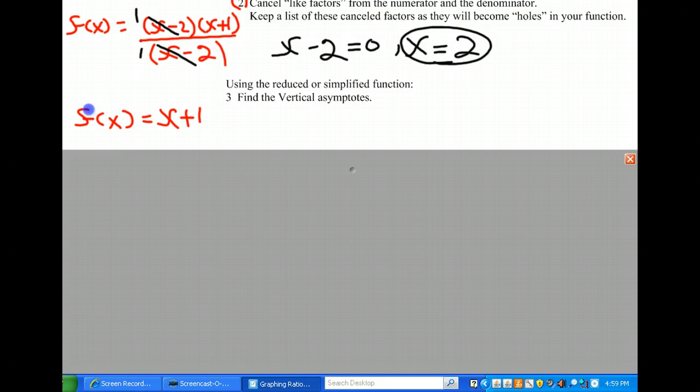Our very next step is to find the vertical asymptotes, which is basically to find the value that will make our denominator equal to 0. But there is no denominator except for 1, and therefore there are no vertical asymptotes.